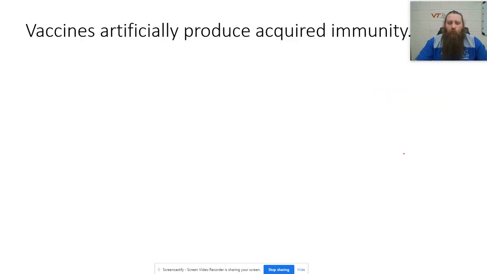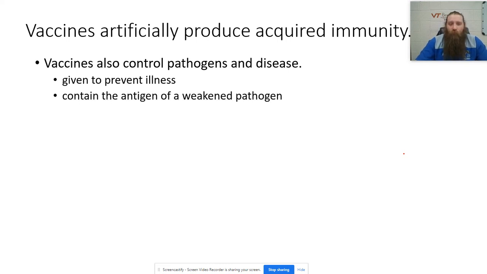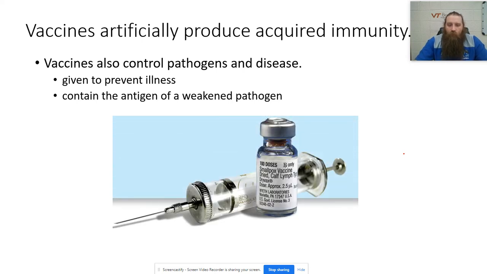Now, we can do artificial immunity, okay, through a vaccine. You can use vaccines to control pathogens, also just viral diseases. They're given to prevent illnesses, and they contain antigens of those weakened pathogens. Now, a lot of times you get this from a shot, and the smallpox vaccine, you can see that right there, is one of the most famous vaccines ever because smallpox was pretty much eradicated in human beings in, I think, the 1970s, all right?